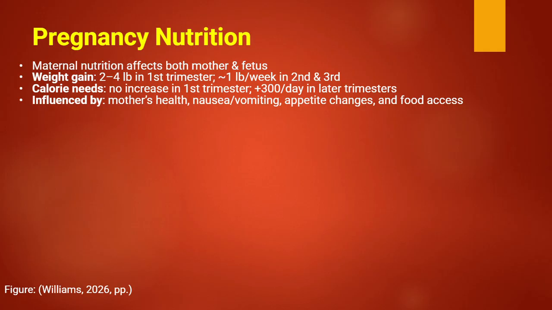Weight gain is carefully monitored during pregnancy. In the first trimester, women should gain approximately 2 to 4 pounds total. During the second and third trimesters, healthy weight gain is about 1 pound per week. These guidelines help ensure that the fetus receives adequate nutrition without placing unnecessary strain on the mother. Calorie intake recommendations reflect this. No extra calories are needed during the first trimester, but by the second and third trimesters, an additional 300 calories per day is recommended.